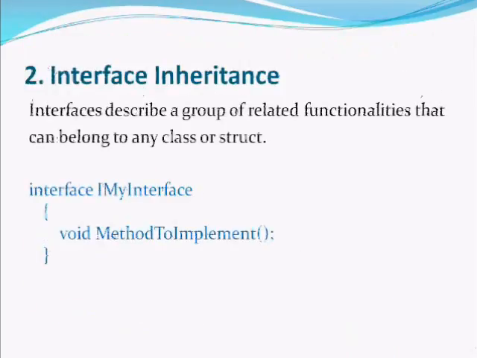Interface inheritance. An interface looks like a class but has no implementation. The only things it contains are definitions of events, indexers, methods, and/or properties. The reason interfaces only provide definitions is because they are inherited by classes and structs which must provide an implementation for each interface member defined.